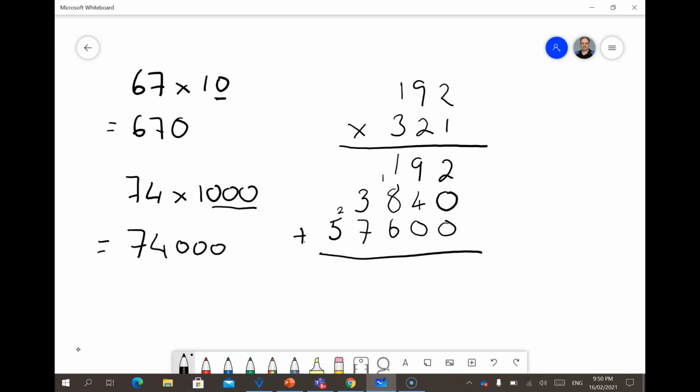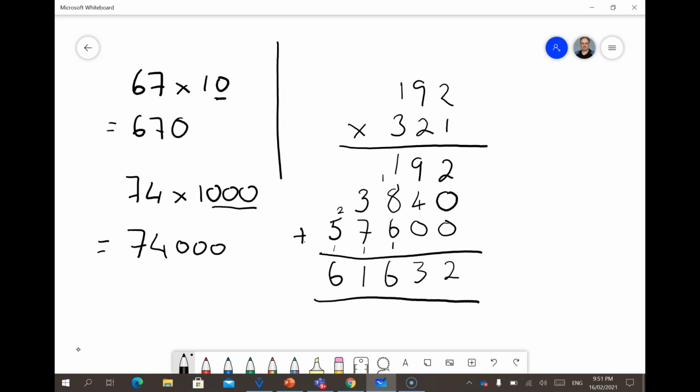0, 0 and 2 is 2, 0, 4 and 9 is 13, carrying the 1 up. 6 and 8 is 14, and 1 is 15, picking up that 1 makes 16. 7 and 3 is 10, picking up the 1 is 11, and 5, remember there's nothing else here, picking up the 1 makes 6. So altogether we have 61,632.